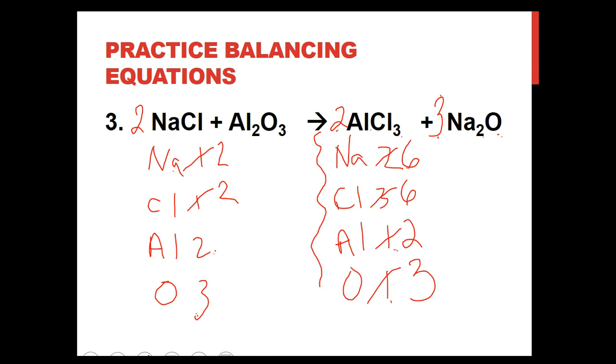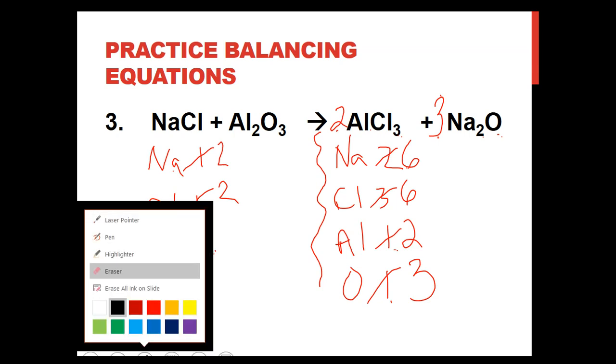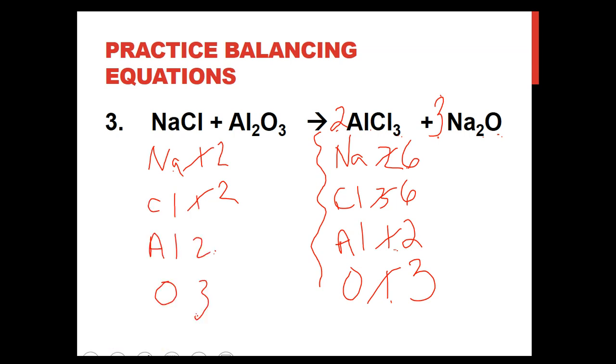So when you do this, okay, you are pretty much starting over. I'm not going to add to this 2. I'm going to change it to make it what I need, okay? So I no longer have 2 Nas and 2 Cls. I'm going to make it so that I have 6 instead. So I'm just going to put a 6 here, okay? And don't add what you had. It goes away. You're just changing it. So now I have 6 Nas and I have 6 Cls, and now everything is balanced. I have 6, 6, 6, 6, 2, 2, 3, 3.